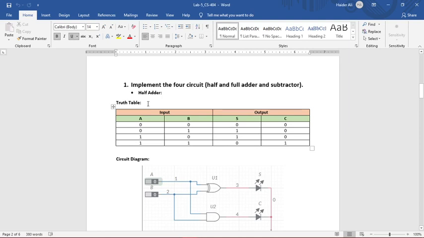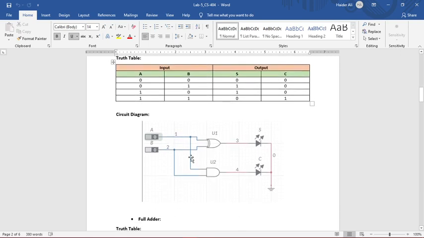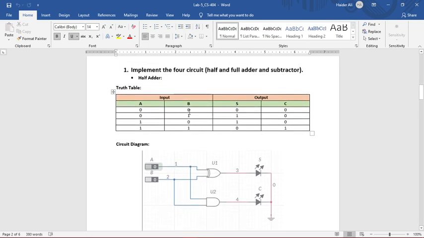Today I am going to explain the working of a half adder. This is the truth table of a half adder. This is the circuit diagram of a half adder. These are the inputs A and B. These are the outputs sum and carry.